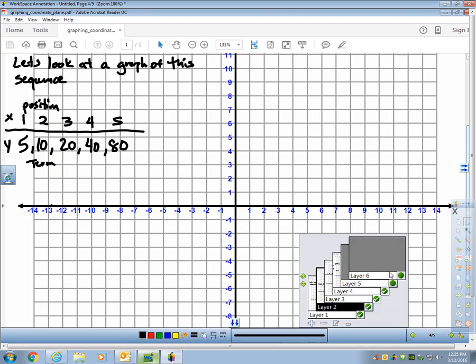I'm going to have to change my scale up here on the y-axis by tens because there's no way I'm going to fit 80 if I just have a scale of ones. Okay, let me plot these now. So 1, 5 would be 1 right, 5 up. 2, 10 would be 2 right, 10 up. 3, 20, 4, 40, 5, 80.